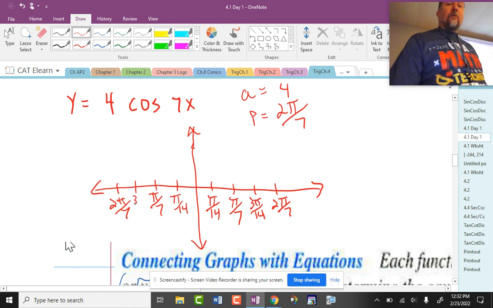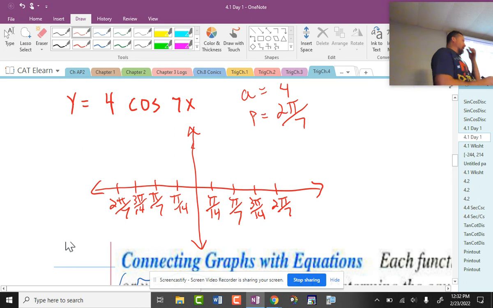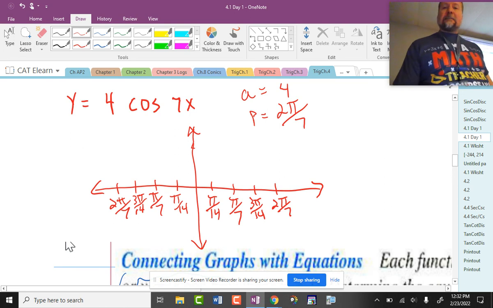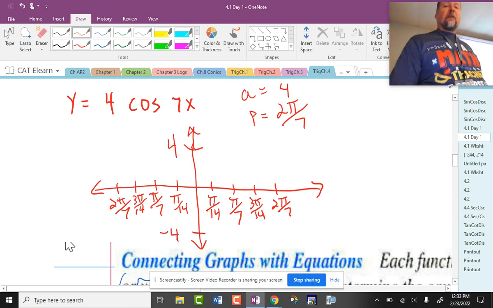3 pi over 14. So it doesn't matter. Oop, I didn't put that 14 there. Kind of hard to squeeze these in there. Probably would be nice to have more space. And then all you do is go up 4 and down 4. Amplitude's easy. Just mark it on the y-axis.